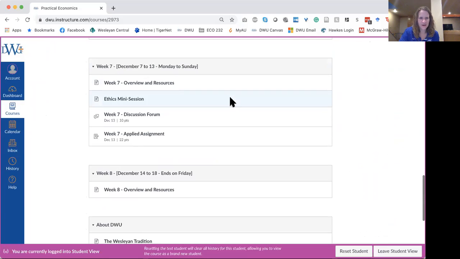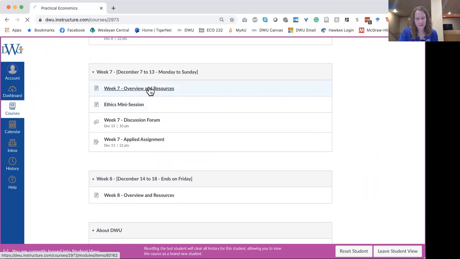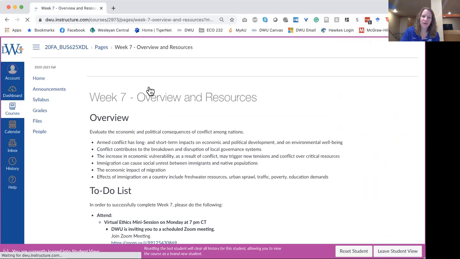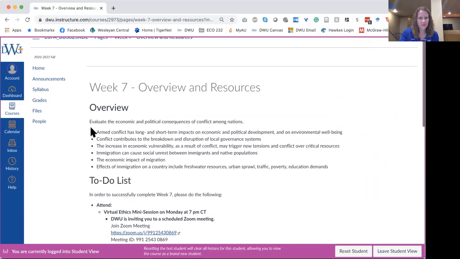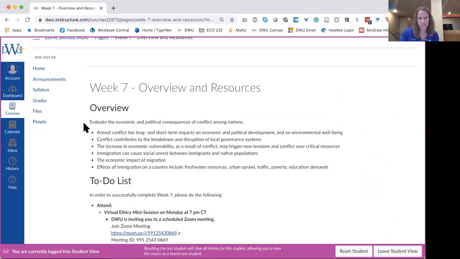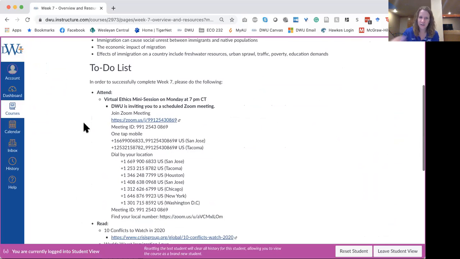This week, we are going to be going back into globalization, and we're going to be dealing with global conflicts and how we go about resolving those and what are some of the conflicts. So, the overview, we're going to evaluate the economic and political consequences of conflict among nations. And then here's your to-do list.